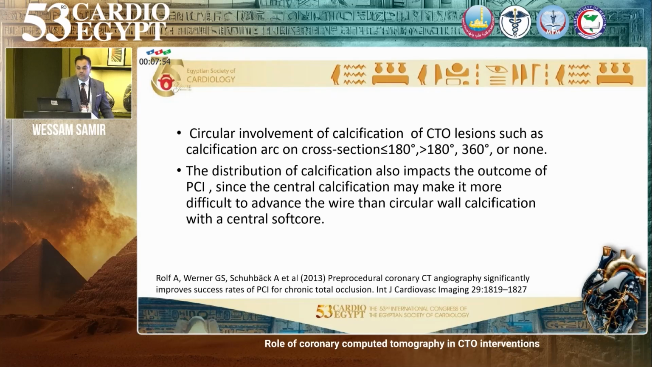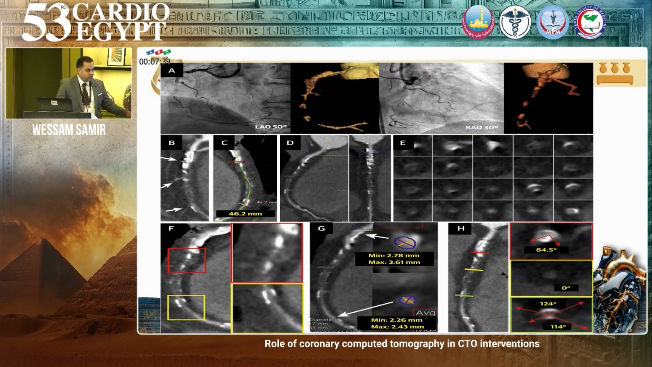Also the circular involvement of calcification, whether the arc is 180 degrees or more or less, and the distribution of the calcium: is it a central calcification or a circular wall calcification with a central soft core? So let's take this image as an example. The above images show an angiography with a CTO of the right coronary. The below images are the CT coronary angiography images.